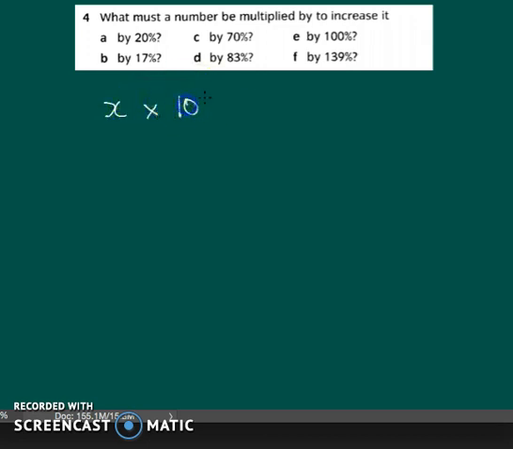X times 100%. How do we express 100% as a fraction? Well, we give it a denominator of 100. So that's the same as saying x times 100 over 100. And what can 100 over 100 be simplified to? Well, they cancel out. So it's the same as multiplying x by 1. X times 1, which is just equal to x.